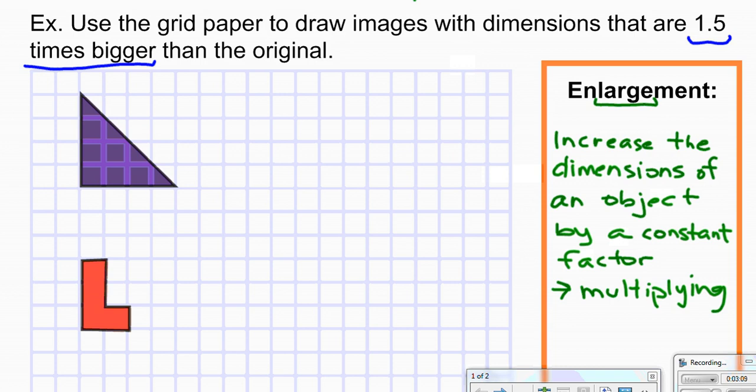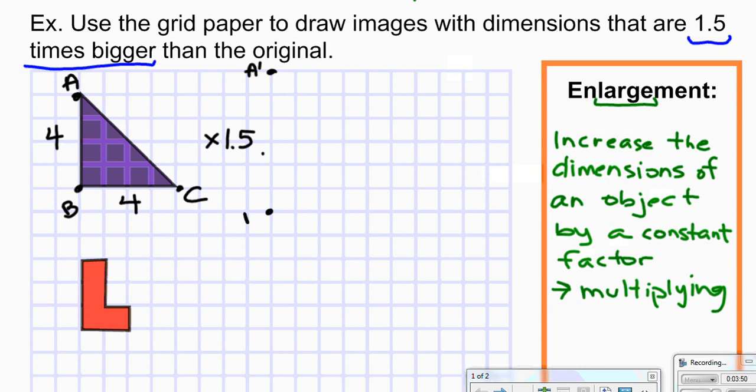So the easiest way to do this is I'm going to pick a point. That's going to be A, it's going to be B, and I'm actually going to count the squares to figure out how long each length is. So from A to B is 4 squares, B to C is also 4 squares. So when I make my new measurement, I'm going to multiply those side lengths by 1.5 to get my new side lengths. So 4 times 1.5 is 6. So that means now on my new shape, they need to be 6 squares apart. So 1, 2, 3, 4, 5, 6.